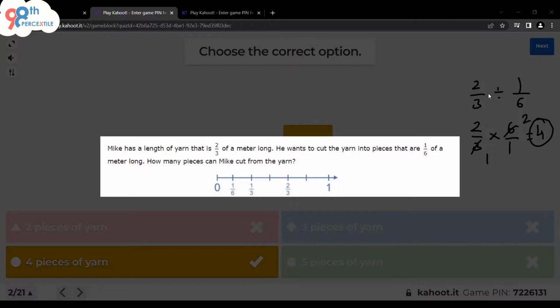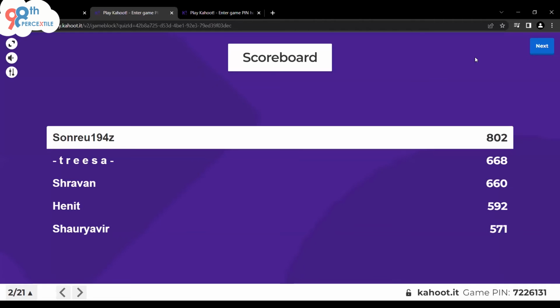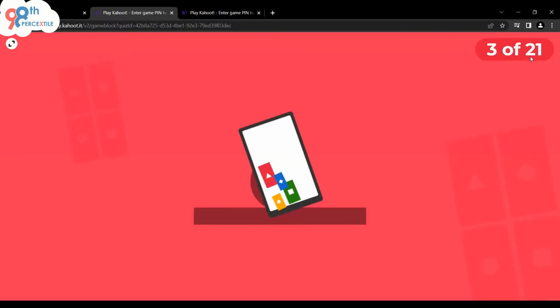But before that, let's have a look at the scoreboard. Okay, so Sonryu is on the first position, Teresa is on second. I can see that smile, Teresa. The lovely second position smile. Shravan, Henith, and Shauryaveer following up next. Okay, good.